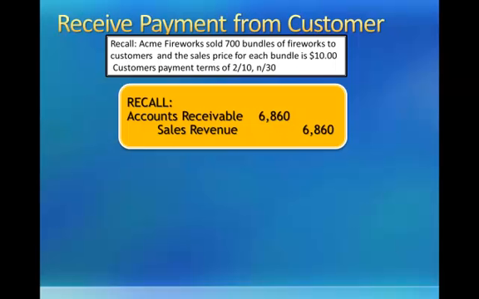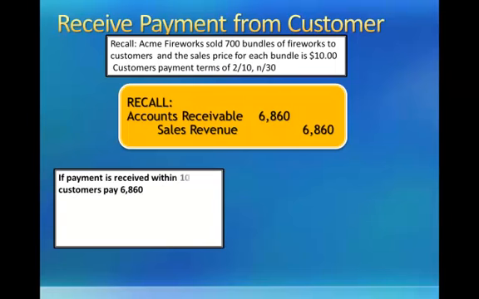Recall that we recorded an accounts receivable of $6,860 when we made the sale. That was the net amount if the customer takes advantage of the discount. If payment is received within 10 days, that is the amount that the customer will pay, $6,860. So we'll debit cash $6,860 and credit accounts receivable for the same amount.